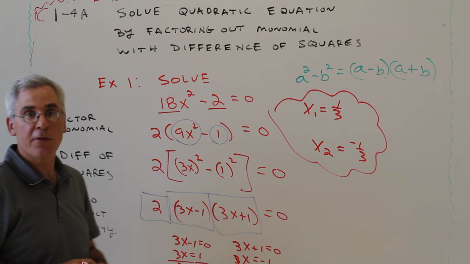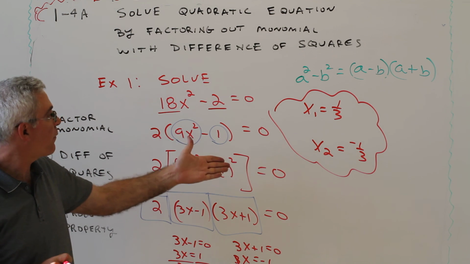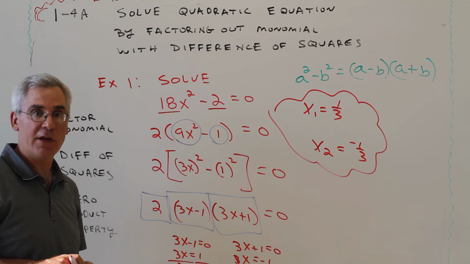So again, this is how to solve a quadratic equation by first factoring out a monomial and then using difference of squares.